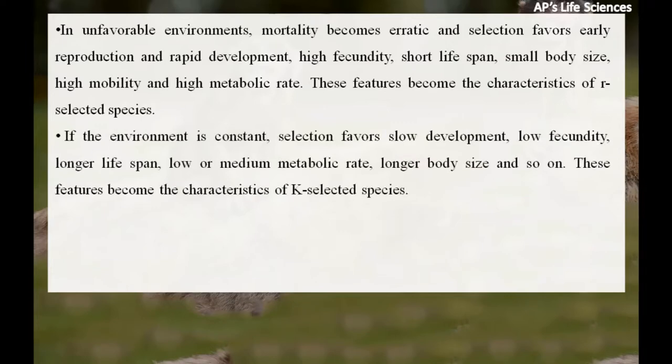If the environment is constant, selection favors slow development, low fecundity, longer lifespan, low or medium metabolic rate, larger body size, and so on. These features become the characteristics of K-selected species. So, these K-selected species particularly have a larger body size as compared to the R-selected species, and have a longer lifespan.